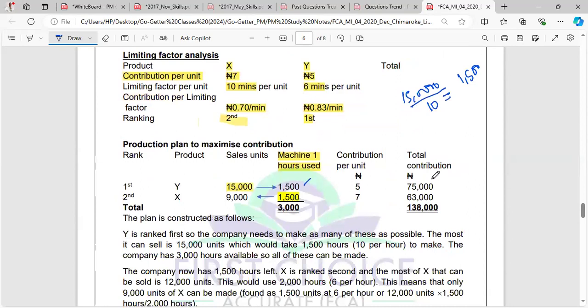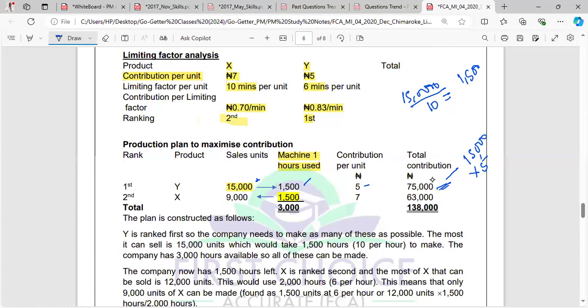And so your total contribution will be 15,000 units multiplied by 5 naira. 5 times 5 is 25. 5 times 1, 5 plus 2, 7. That's what gives me this 75,000 contribution. It is based on your demand, sales demand, multiplied by the contribution.